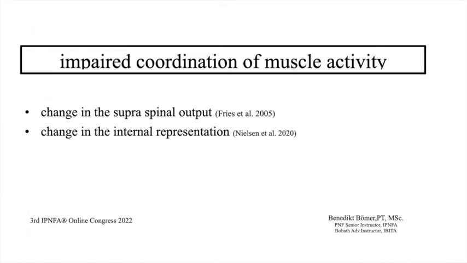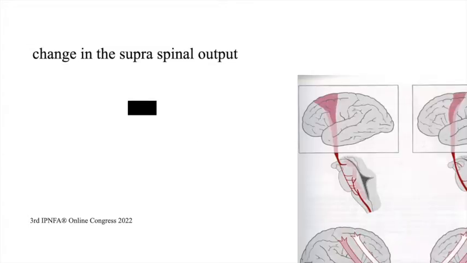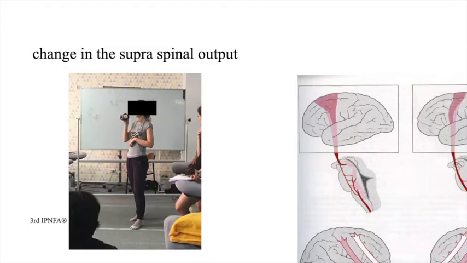Back to the impaired coordination of muscle activity. Here we have two problems: the change in the supraspinal output and the change in the internal representation. At first, the change in the supraspinal output. If you're looking at my colleague here, she's standing like a hemi patient. She's after 5 days in a course, so her cortex is overused and too weak to control the pathways from the brainstem.